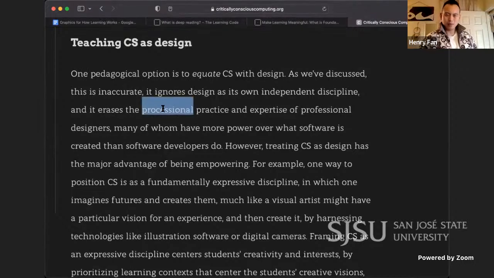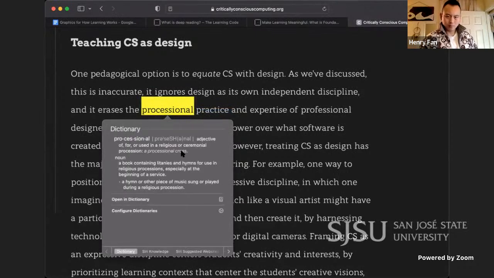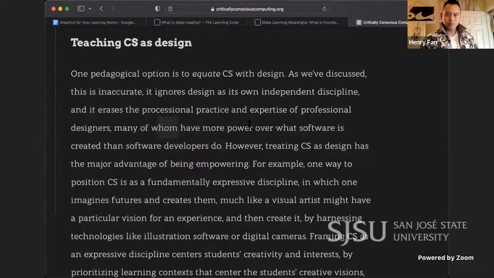Is "processional" a word that I just don't know? Or do they mean to say "professional"? Hmm.